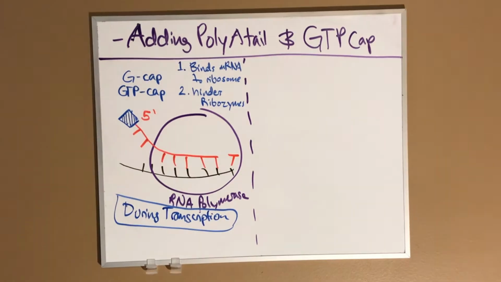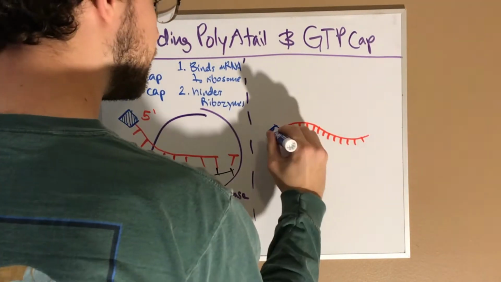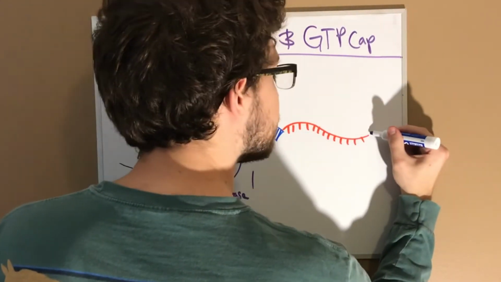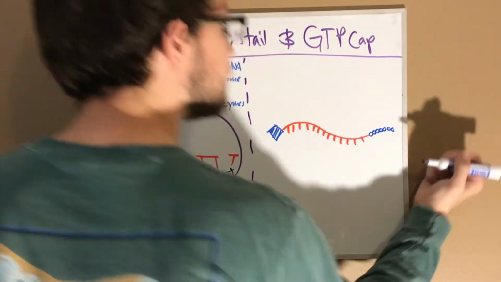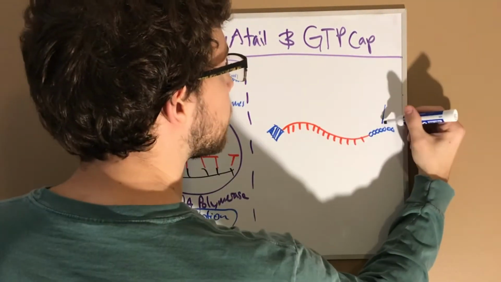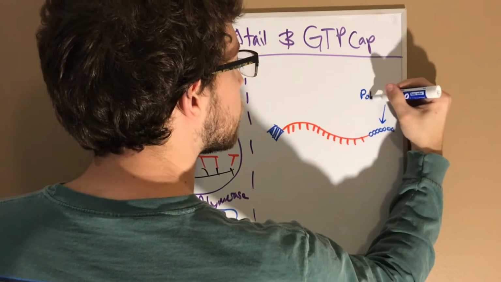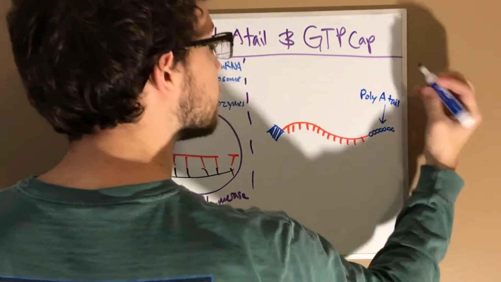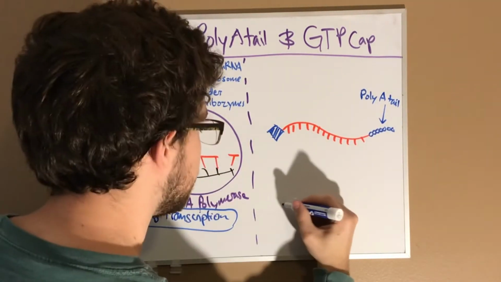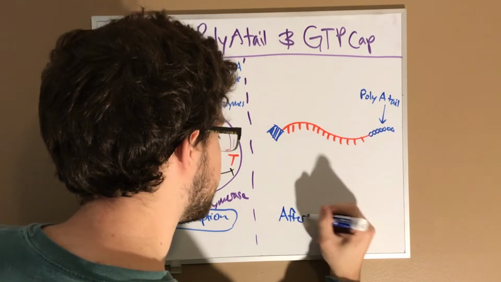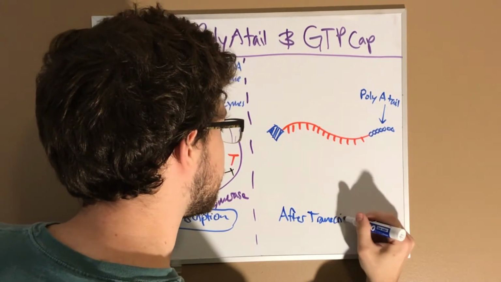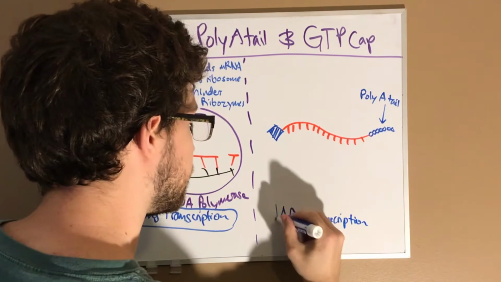On the other end, the 3' end of the pre-mRNA, a poly A tail is placed after transcription. Now think about it. Because it's being transcribed in the 5' to 3' direction, the last thing to be transcribed in the pre-mRNA is the 3' end. So it makes sense that the poly A tail will be placed on after transcription.